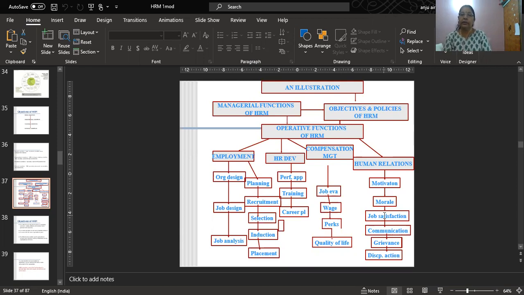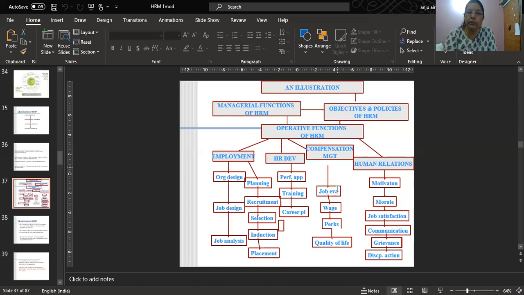If they have any grievance, any complaints against the organization, they listen to it and solve their problems, taking disciplinary action against those employees who are not following discipline. So, this is how they develop good human relations with their HR.